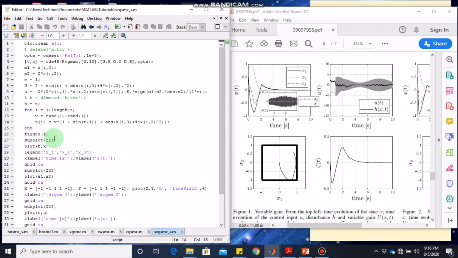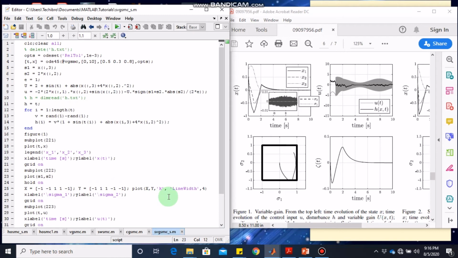Then you can plot t comma x, which will give you all 3 plots like this, and you can also plot s1 versus s2, which will give you this plot. And this is how you can plot a square in MATLAB. If you want to plot a square, you can use this command. I can also explain this command, but it would be great if you figure it out on your own. This is a very smart way of generating a square. I found it on the internet and I loved it.